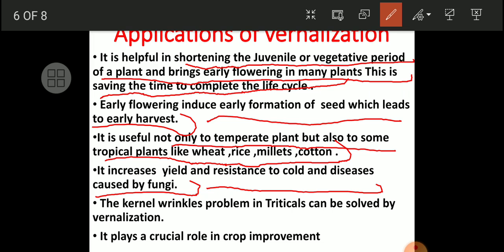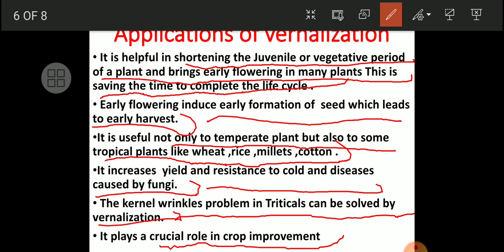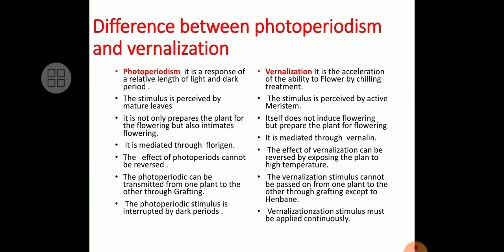Again, we know that resistance to the cold we can increase with the help of vernalization. The kernel wrinkles problem in triticales can be solved by the vernalization process. Also, vernalization is useful in case of crop improvement. So these are the applications of vernalization.